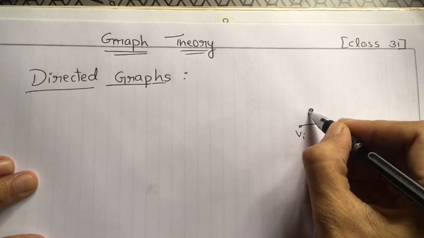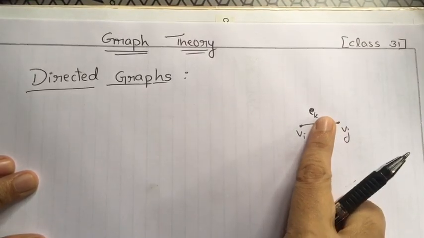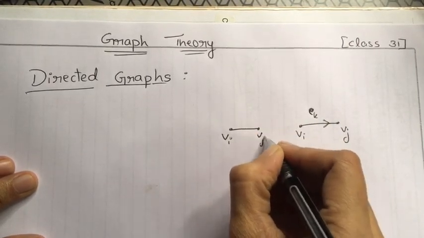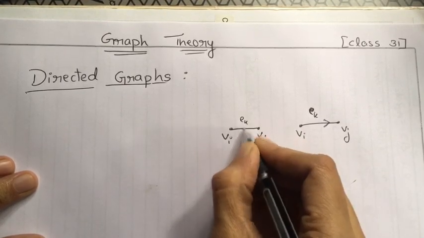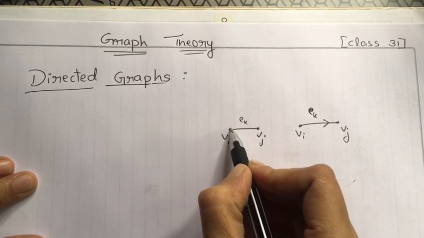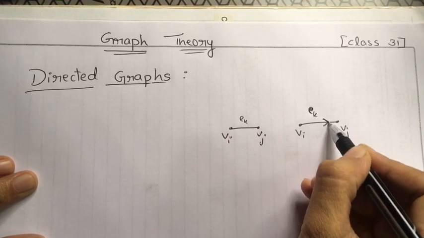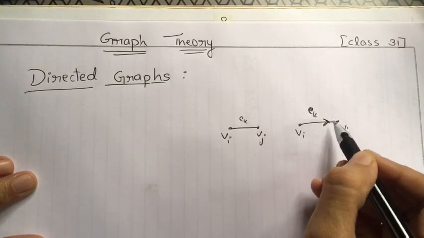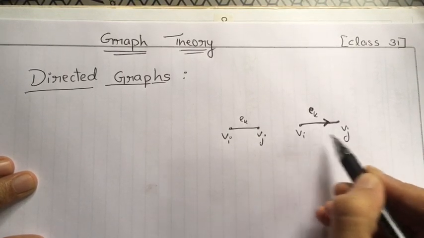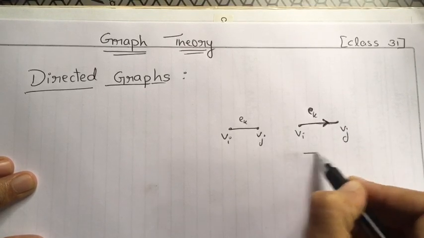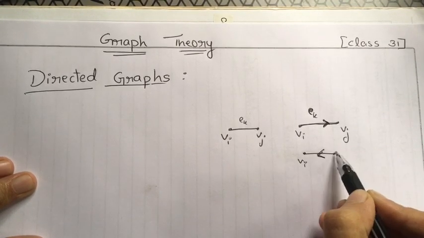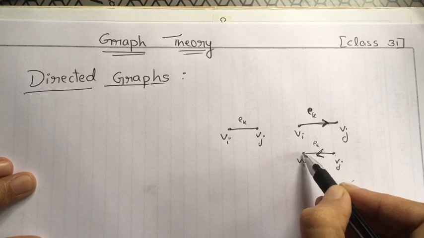Suppose Ek is an edge from Vi to Vj. If this arrow mark is not there, it's simply like this. So far we took graphs which have edges without any direction, so it can be from Vi to Vj or Vj to Vi, since there was no direction mentioned. If I give some direction to the edges, then it must be from Vi to Vj. If I give it in the reverse order, then an edge Ek is from Vj to Vi.